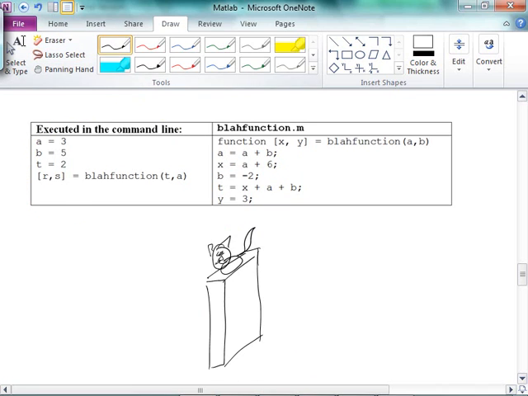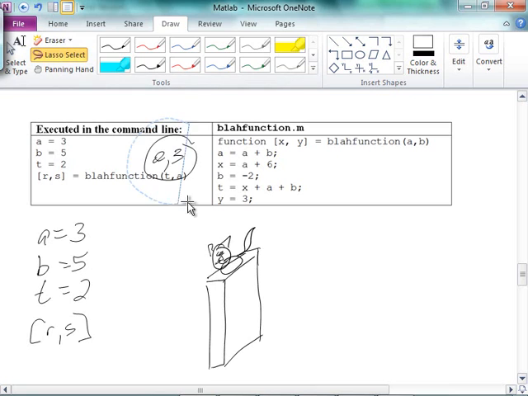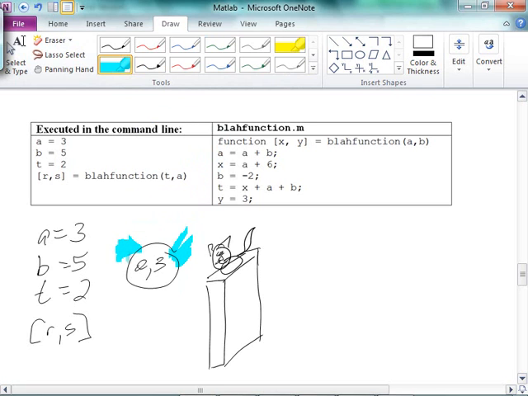Okay. So we have a is equal to 3, and we have b is equal to 5, and we have t is equal to 2, and we have that r and s are equal to something. What is it? I have no idea, but it's going to be blah function of 2 and 3, because that's t and that's a. Remember that MATLAB and most programming languages in general do not send the variables over. You have to really work hard to make that happen. Instead, it sends over the value. Pass by value, always.